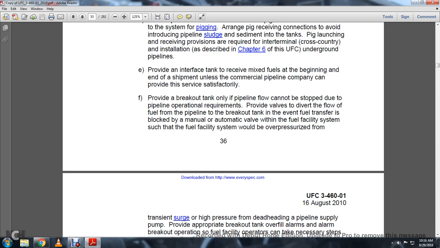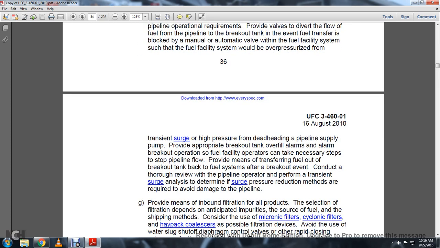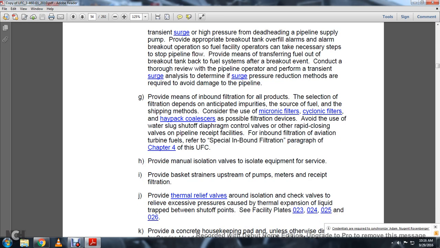With the fuel facility system, such as where the fuel facility system would be overpressured through transit surges or high pressure with deadheading, pipeline supply pump provided with appropriate breakout tank overfill alarm and alarms breaking out operations so the fuel facility operators can take necessary steps to stop the pipeline flow. Provide means of transferring fuel out of the breakout tank to the fuel system after the breakout event. Conduct a thorough review of the pipeline operator performing a transit surge analysis to determine if surge pressure reduction methods are required to avoid damage to the pipeline.